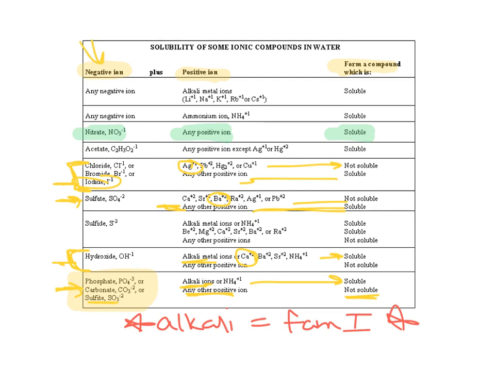Then you figure out which line. So that tells you what section you're on. Then look at the positive ion. That will tell you which line you're on. And that will tell you whether you're soluble or insoluble.